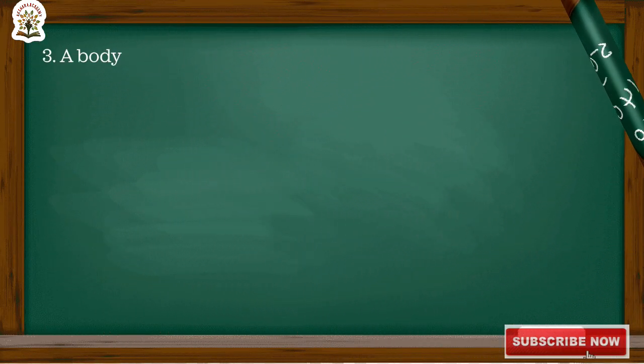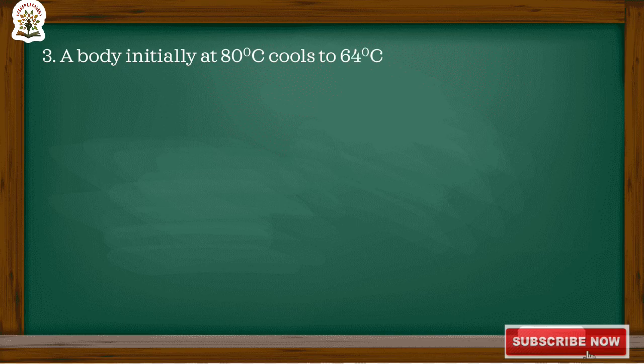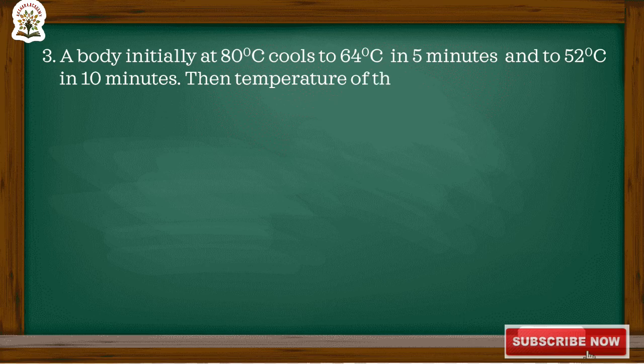Okay, going to the next. A body initially at 80 degrees centigrade cools to 64 degrees centigrade in 5 minutes and to 52 degrees in 10 minutes. Then the temperature of the surroundings is? So in this question they have given a body initially at 80 degrees centigrade that cools to 64 degrees centigrade in 5 minutes and 52 degrees centigrade in 10 minutes. You have to find out the temperature of the surroundings. Now let us come to the solution.